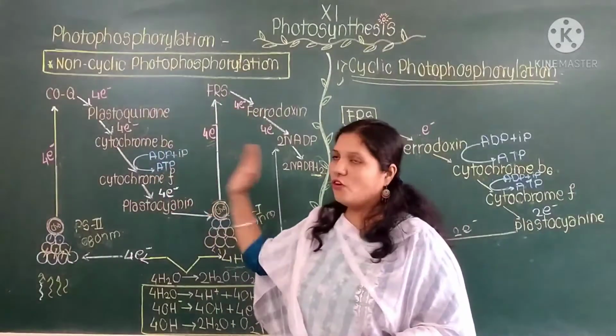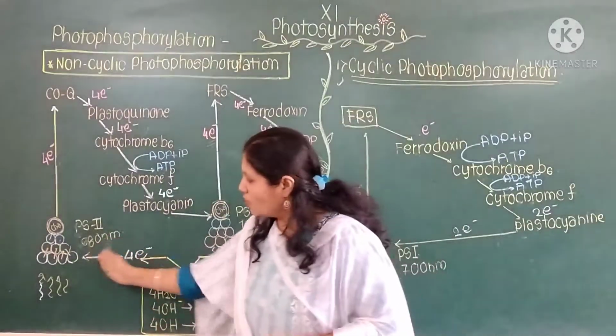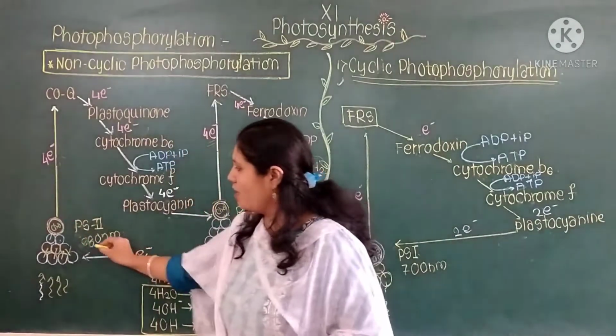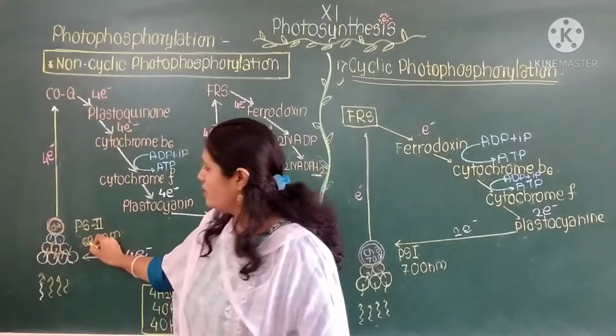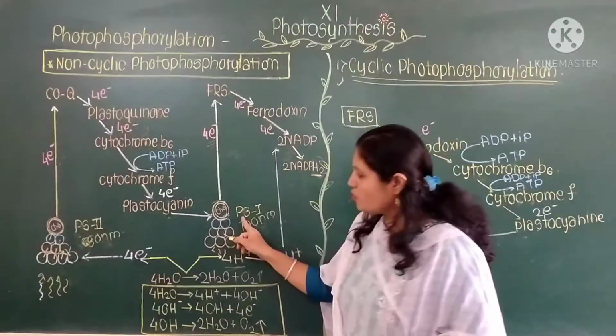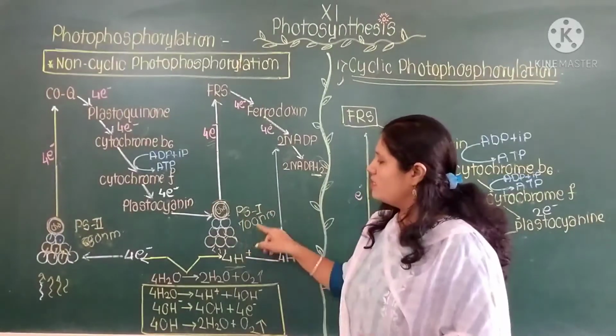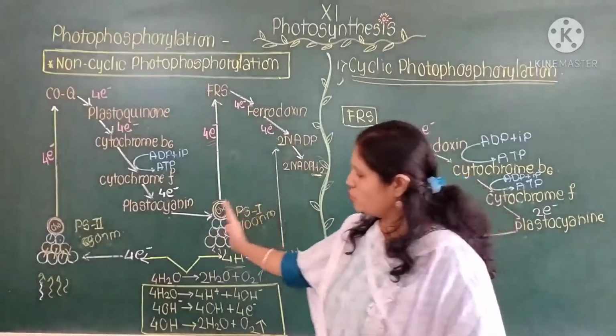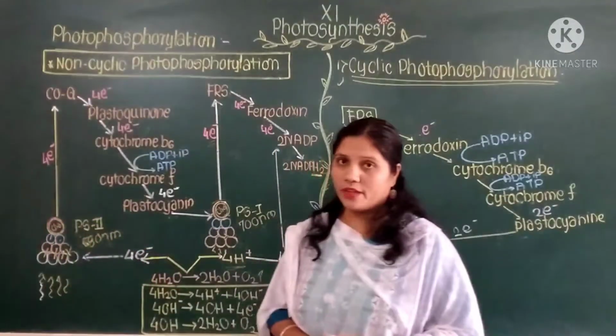In this non-cyclic photophosphorylation, two photosystems are involved. First one is known as photosystem second, which absorbs the 600 nm wavelength of light, and photosystem first, which absorbs the 700 nm of light. So in this process two photosystems are involved.